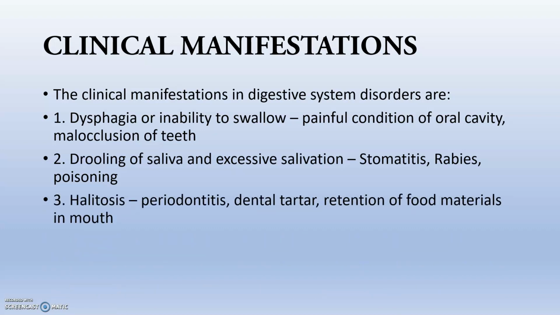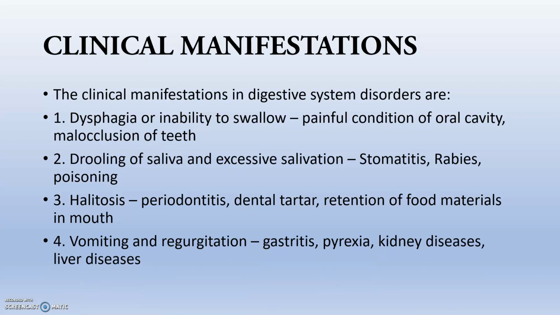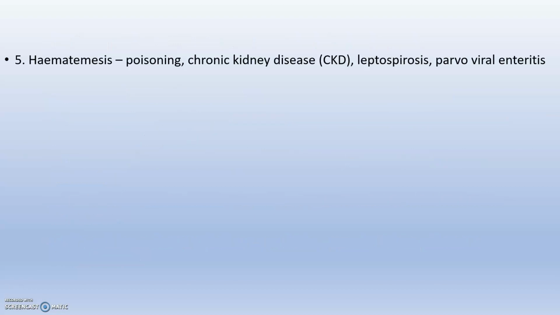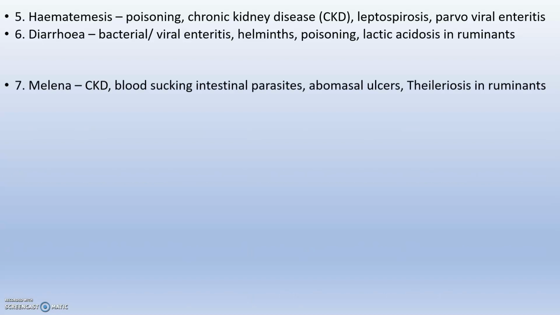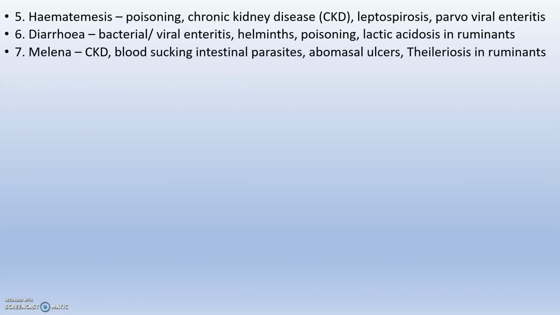Next is halitosis. Next is vomiting and regurgitation. Whenever the animal is having liver diseases, kidney diseases, or any gastric problems, obviously they will show vomiting and some problems associated with regurgitation. Other signs are hematemesis, that is the appearance of blood in the emetic fluid, which is mainly found in case of parvoviral enteritis and leptospirosis. Diarrhea will be there, or melena, that is the presence of blood in the fecal matter. Diarrhea means a complete loss of intestinal motility.